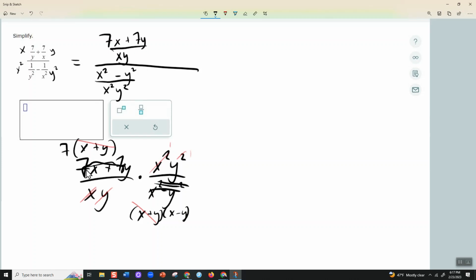This is all gone, by the way. And I just have a 7xy on top. So all of this equals 7xy. And then on the bottom, that's gone, that's gone, that's gone. All I have is an x minus y.